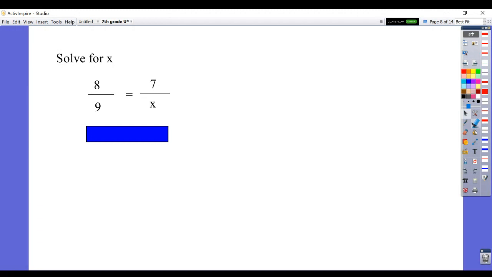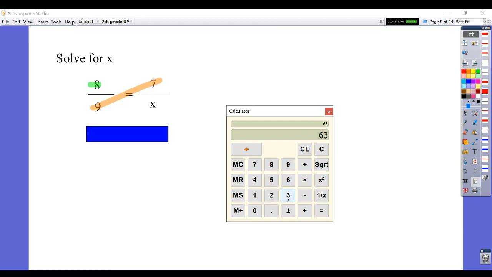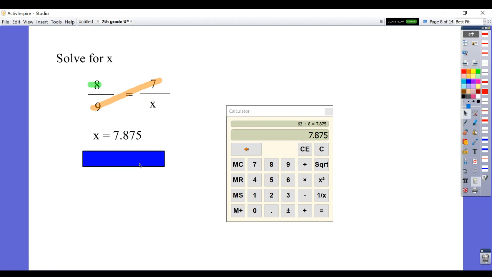You will have to do some solving for x. Again, really, this is just the same as a cross product situation. So you're going to multiply diagonally across the two values that you know, which in this case is the 9 and 7. And then you're going to divide by the third value, which is the 8. So again, 9 times 7 would be 63. And then you would divide by your third value, which is 8. So 63 divided by 8 will give you the x value of 7 and 875 thousandths. And of course, we would not round that. We would leave that exact.